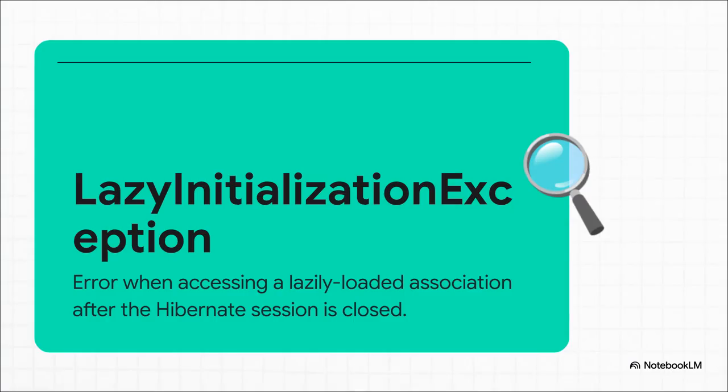Moving on to Section 2, the dreaded N+1 problem. This is arguably the most impactful, most common issue in all of Spring Data JPA. But before we solve N+1, we have to look at the error that usually causes developers to create it in the first place, the infamous lazy initialization exception. It is notoriously frustrating. It happens because JPA defaults to lazy loading for one-to-many and many-to-many relationships, which, by the way, is actually a good thing. But developers often try to access that associated data way too late, after the Hibernate session has already closed.